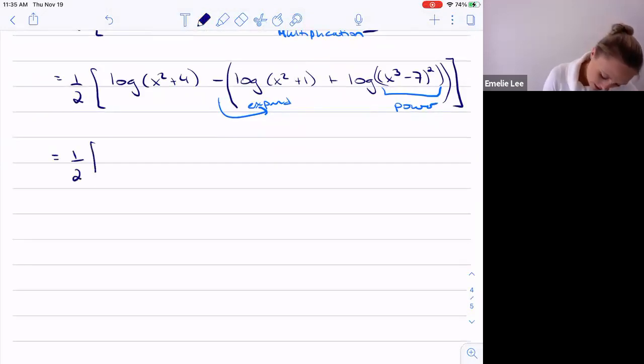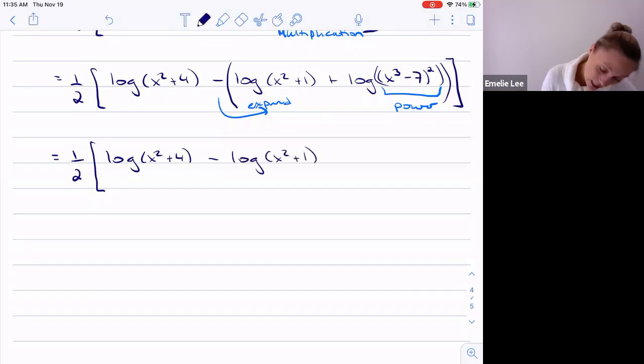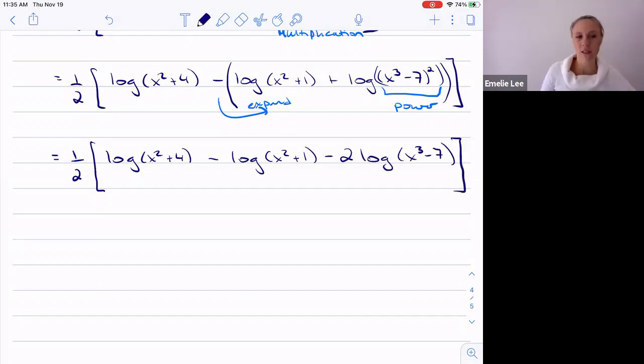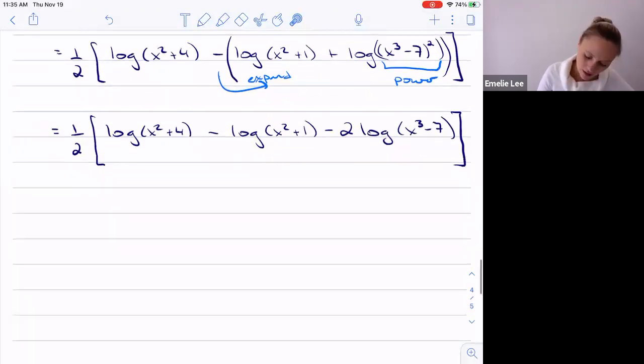So I have 1/2 times the log of x squared plus 4 minus the log of x squared plus 1 minus, doing two things here, 2 times the log of x to the 3 minus 7, end square bracket, right? I expanded this negative inside the round brackets, and I brought this power downstairs in the same step, negative 2, or minus 2 log x to the 3 minus 7. Now I can expand this inside, and I'll show that.